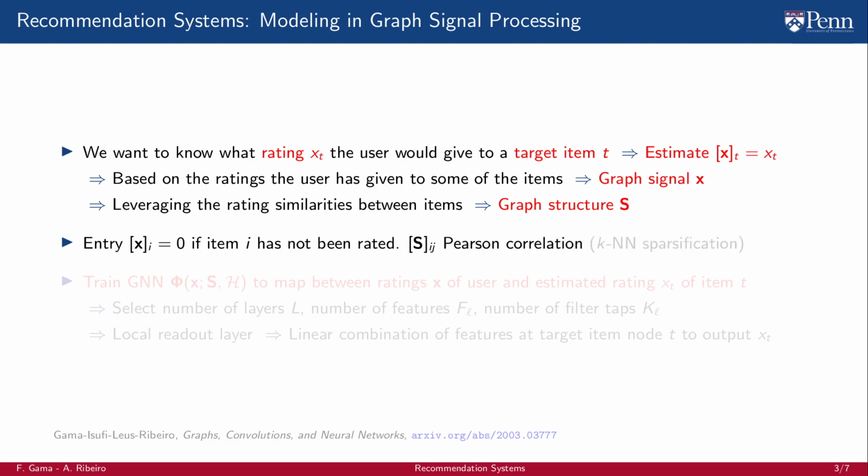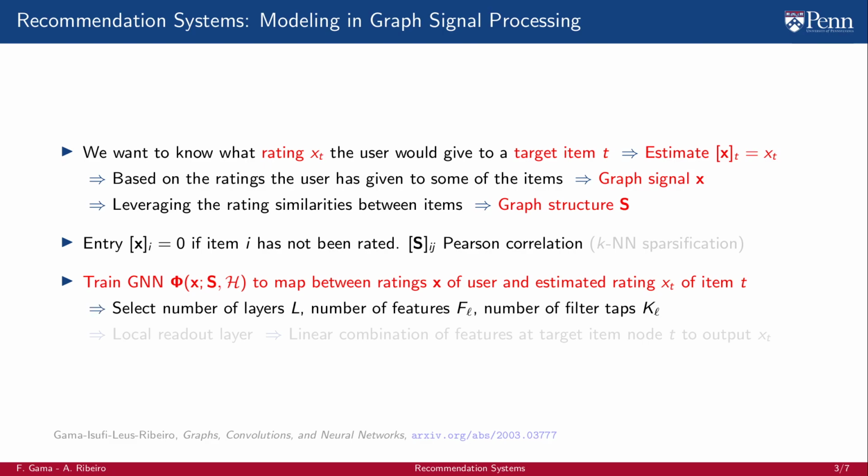Also note that we set the ij entry of the shift operator S to be the Pearson correlation coefficient, and then we sparsify the graph by keeping only the k nearest neighbors. We will train a GNN phi to map between the partial ratings x of some user and the estimated rating xt that the user will give to the target item t. To design the GNN, remember that we need to select the number of layers L, the number of features on each layer FL, and the number of filter taps on each layer KL.